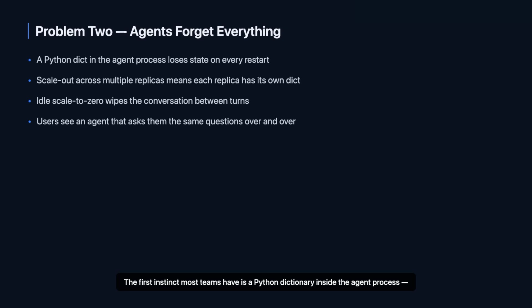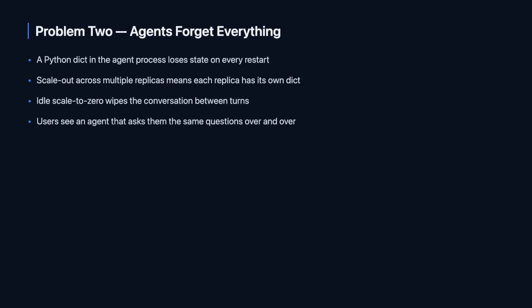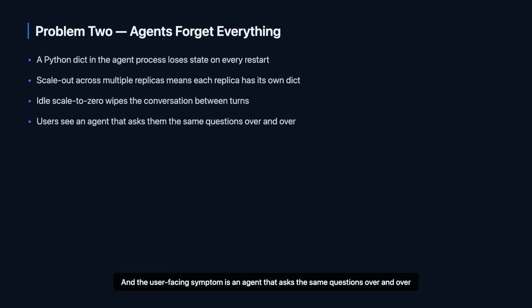The first instinct most teams have is a Python dictionary inside the agent process. thread_id maps to the conversation so far. It works in a notebook. In production, it breaks 4 ways. Every restart wipes the dict. Scale out across multiple replicas means each replica has its own dict, and the user lands on a different one each turn. Scale to 0 wipes everything between idle periods, and the user-facing symptom is an agent that asks the same questions over and over because it has no idea what was said 2 minutes ago.